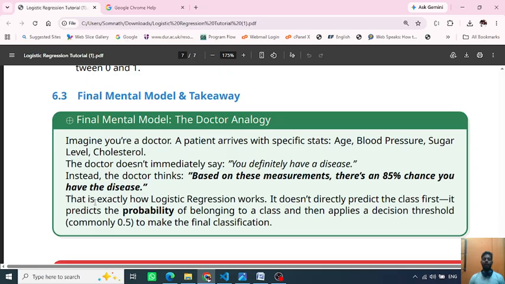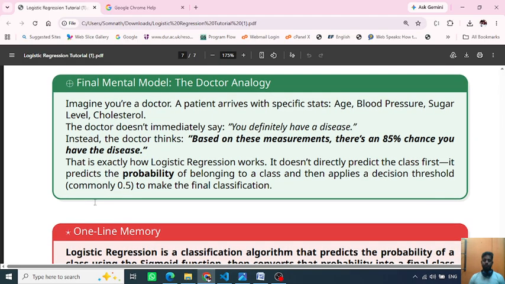So the final thing is the mental model, a doctor analogy. Imagine you are a doctor. A patient arrives with specific stats: age, blood pressure, sugar level, and cholesterol. The doctor does not immediately say you definitely have a disease, right? Instead, the doctor thinks, based on these measurements, there is an 80% chance you have the disease. That is exactly how logistic regression works.